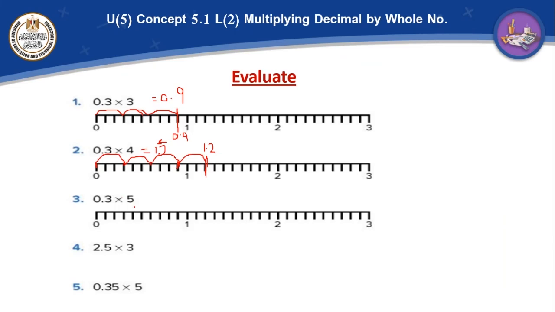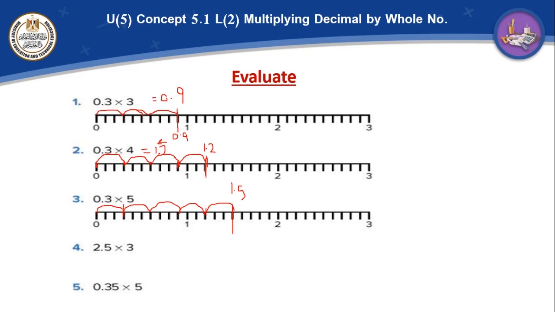0.3 by 5, repeated 5 times. So we will get 1.5. Here 1.2, then 1.3, 1.4, 1.5. So we jump 5 times: 1, 2, 3, 4, 5. Focus. We start at 0, then count 1, 2, 3.